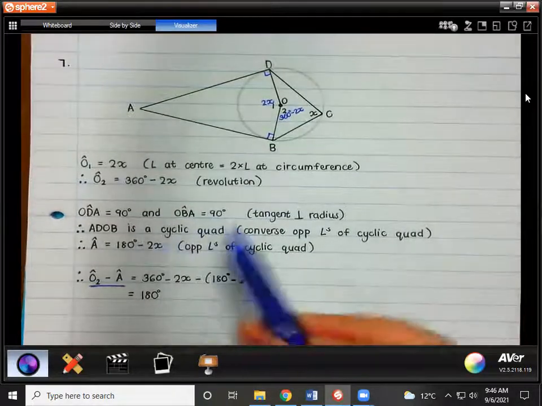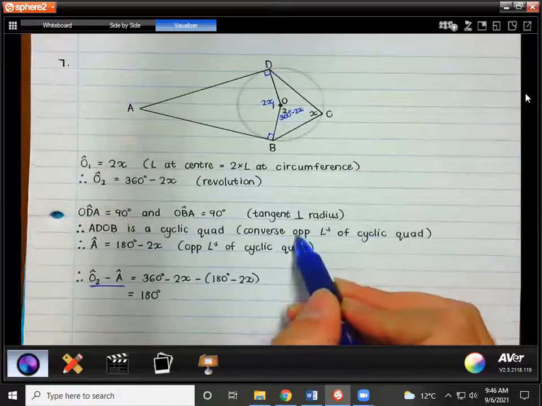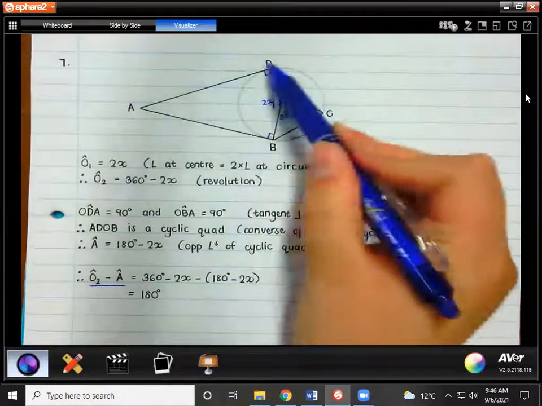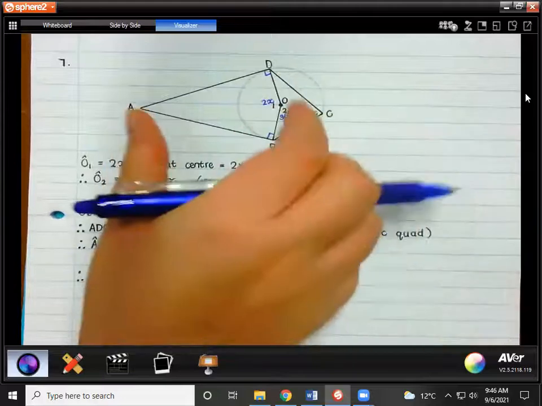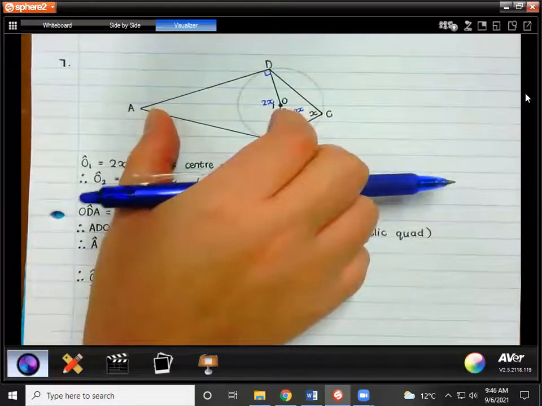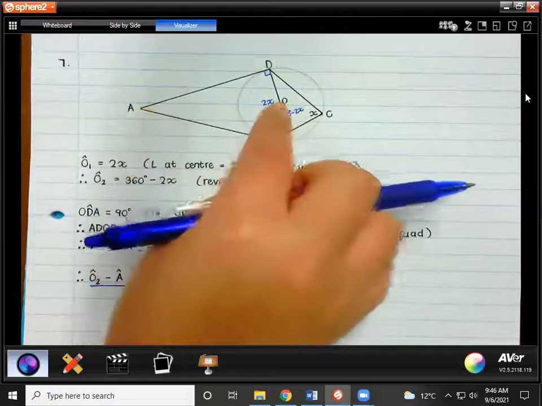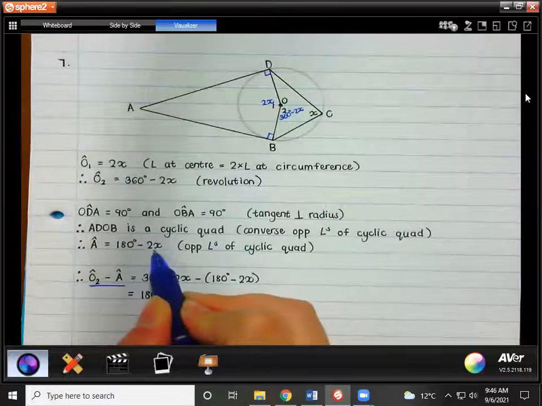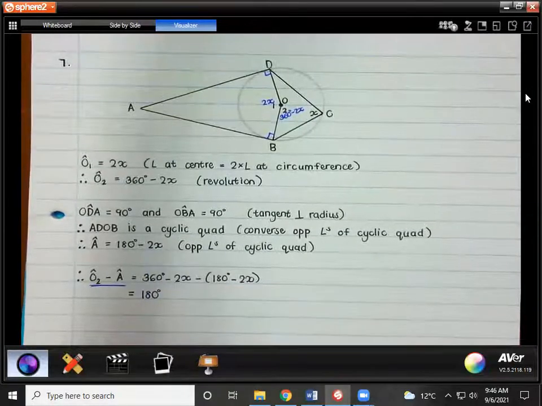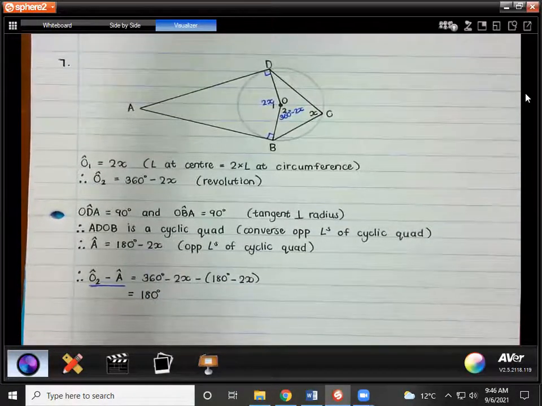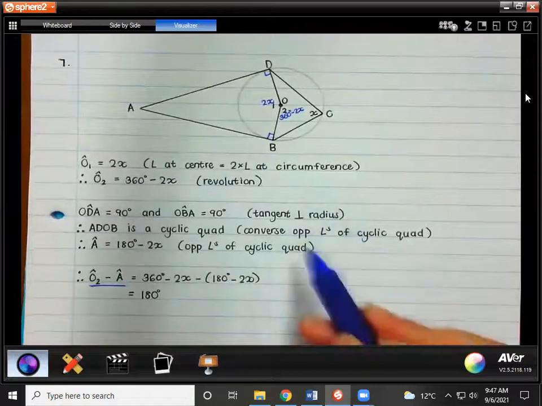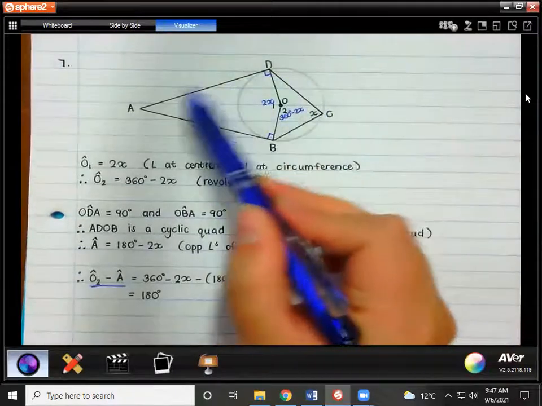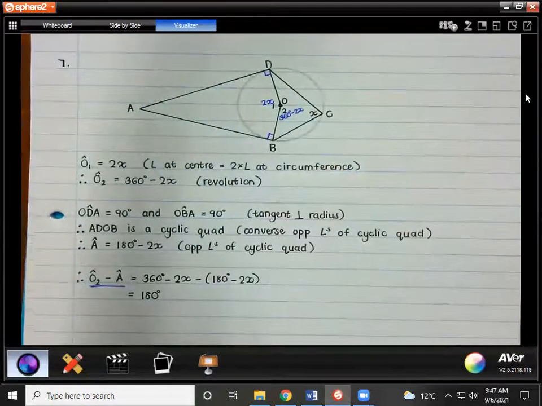So then it is a cyclic quad, by the converse of angles of a cyclic quad. If I know that this is a cyclic quad, then I know that these two angles must also add up to 180. So if that one is 2x, the opposite one is going to be 180 minus 2x. First you prove that it's a cyclic quad, then you use cyclic quad properties. So the reason there is opposite angles of a cyclic quad, because we now know that this is a cyclic quad, so we can use that.